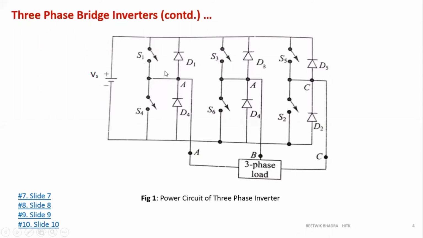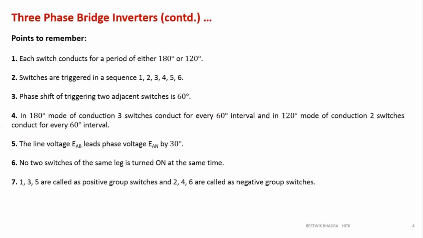Now, after switch S1, which will be on? S2. Now, S1 is connected to positive, S2 is connected to negative. So, S1 is connected to which phase? A phase. S2 is connected to which phase? C. But since it is connected to negative, we will get minus C. If you draw the three-phase waveform, three-phase means just the phasors, A, B, C, just the phasors. From A to minus C, there is a phase shift of 60-degree. That's why triggering of two adjacent switches is 60-degree.